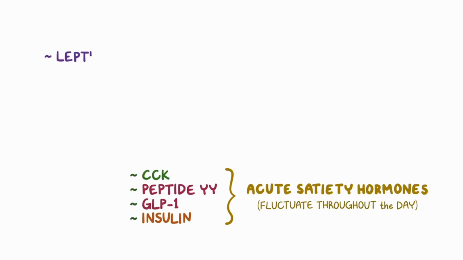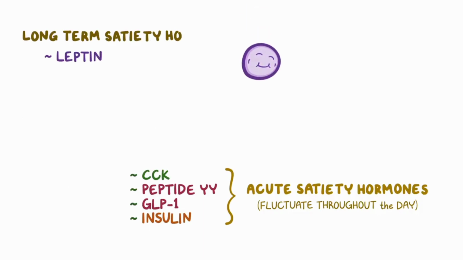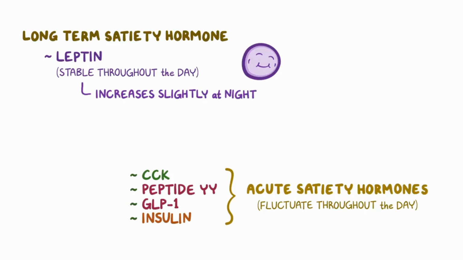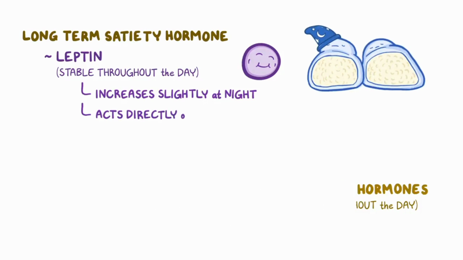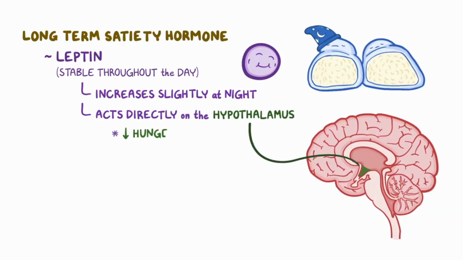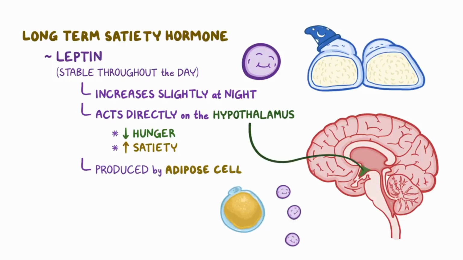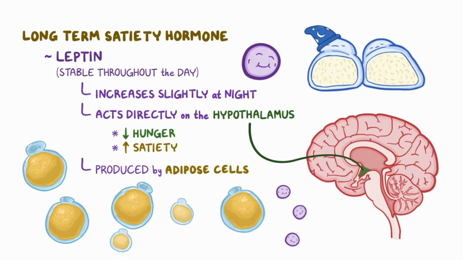Another hormone called leptin is considered the long-term satiety hormone because its level in the blood remains relatively stable throughout the day. Leptin levels increase slightly at night, which is responsible for the lack of hunger when you're sleeping. Leptin acts on the hypothalamus directly to reduce hunger and increase satiety. Leptin is produced by the adipose cells, or fat cells, in the body. So, the more adipose tissue you have, the more leptin you produce. And it works to try to prevent overeating and obesity.